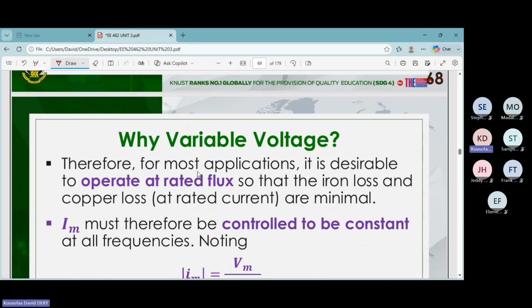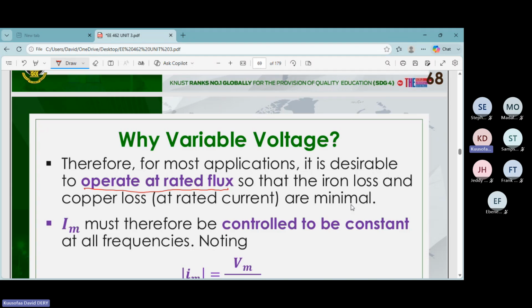So therefore, for most applications, it's desirable to operate at the rated flux so that the iron loss and copper loss at the rated are minimal, because when we increase the flux beyond the rated flux, it increases losses. If we also go below, it also increases the losses. So the point where we can have minimal losses will be at the rated. So we operate at what?